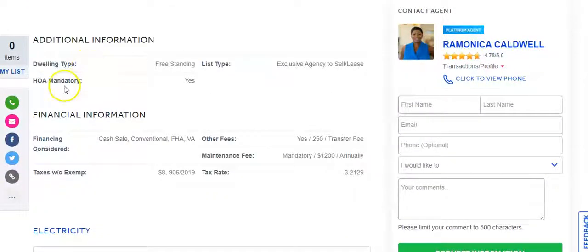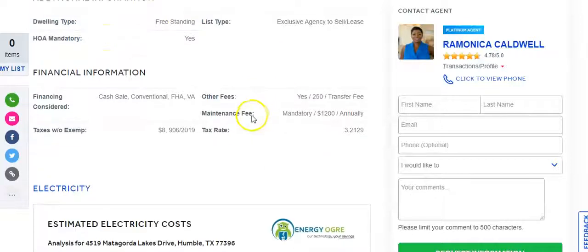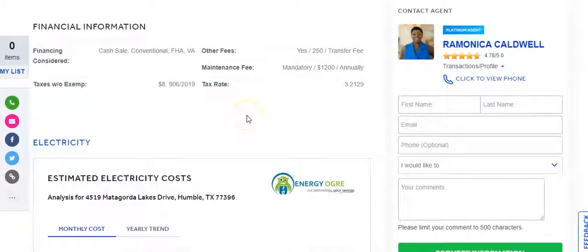Additional information: is there HOA? It says right here, yes. So you want to make sure that you read this whole profile and look for things that you want to pay attention to. Talks about the financing considered. Will this person take cash, conventional, FHA, or VA? You want to make sure this information is filled in. And if not, you want to ask, are there any other fees? HOA fees is the maintenance fee.